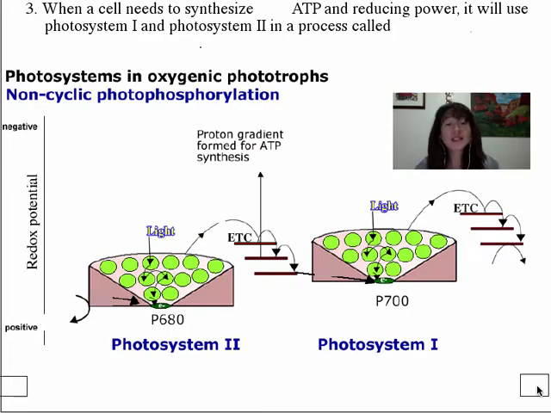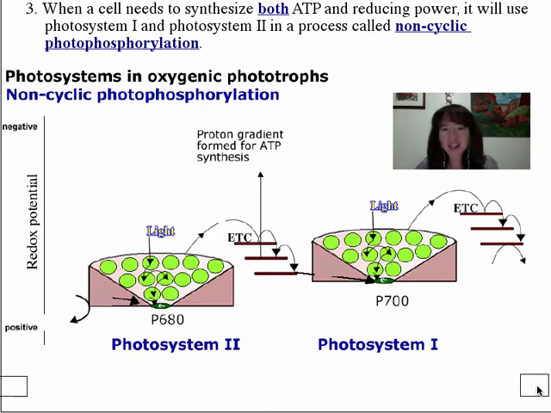So what we recognize is that when a cell requires both ATP and reducing power, that is, of course, NADPH, when it needs both of those, then it will run both Photosystem 1 and Photosystem 2. This is a process very fittingly called non-cyclic photophosphorylation. Now let's see why it's non-cyclic, because it must mean that those electrons can't get recycled back to the reaction center chlorophyll of P700. And in fact, that's very true. So let's see what happens to them.